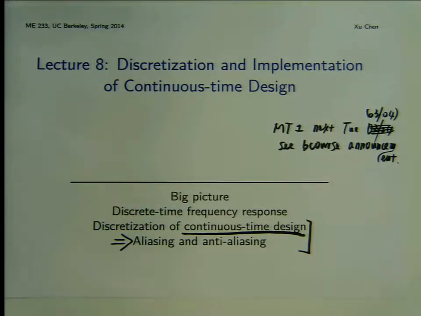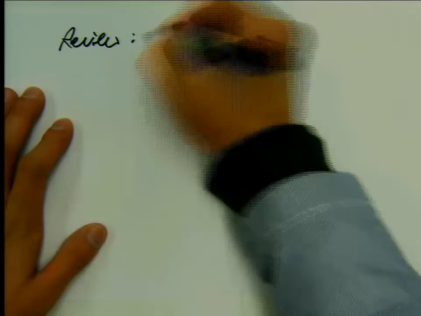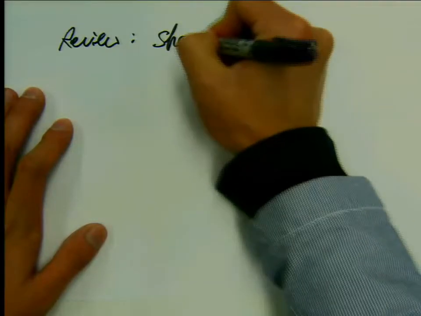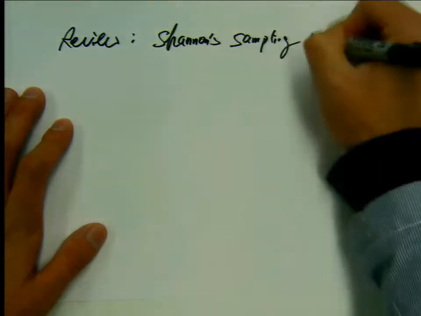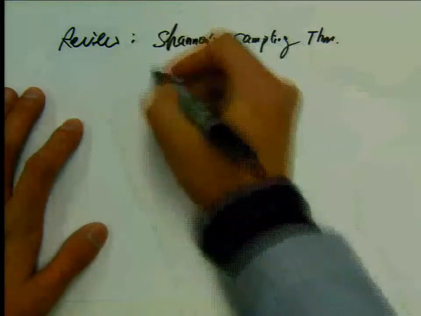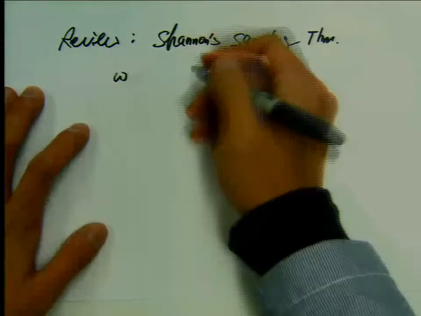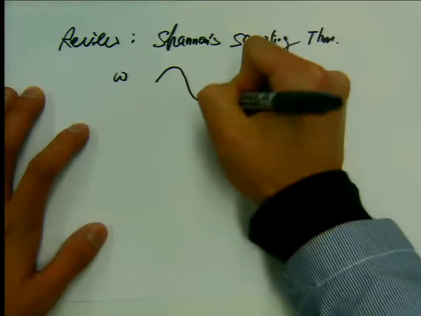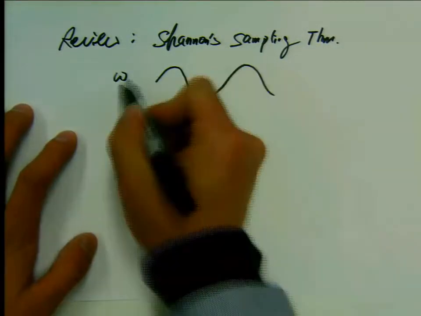Let's do a quick review of the sampling theory which we have learned last time. So there's a key result, Shannon's sampling theory. Okay, which is saying if you want to recover the frequency omega of a continuous time sinusoidal signal, you have to sample enough points to be able to recover this frequency.